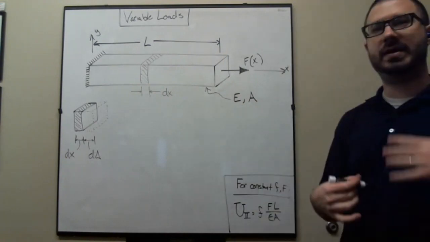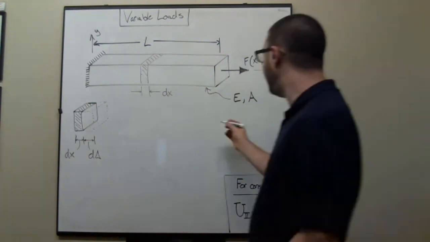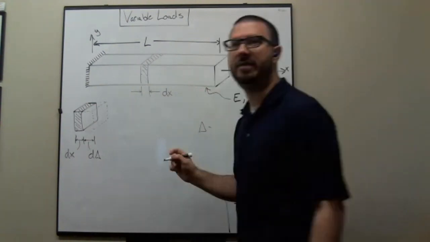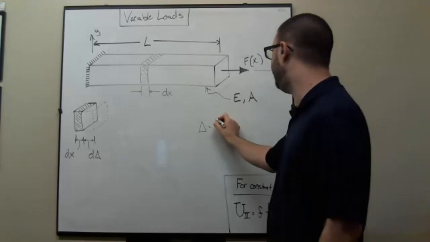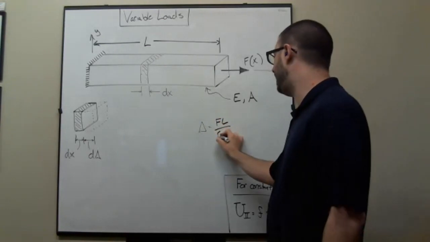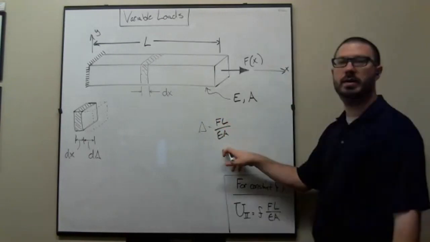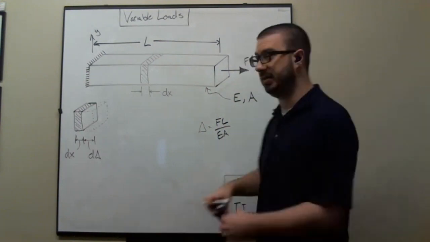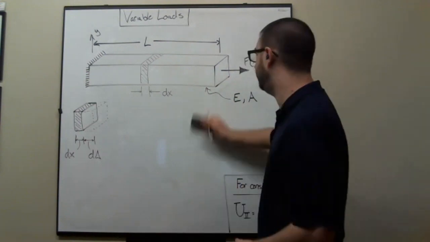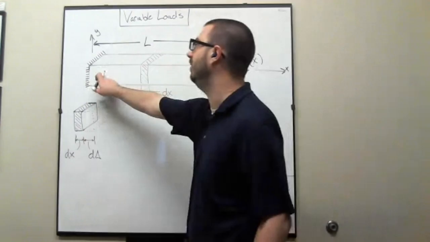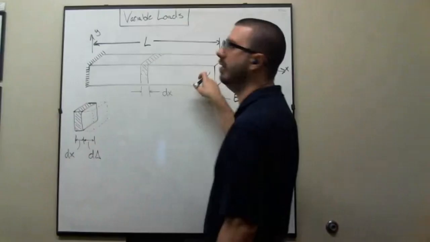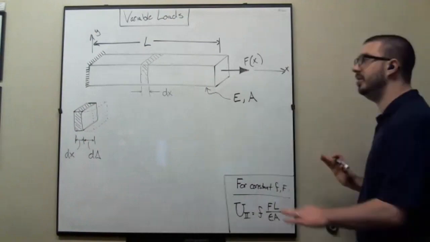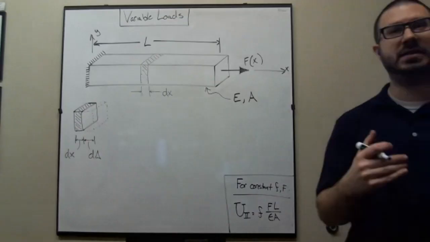Now, when the load is constant, how did we determine the deflection? We determined the deflection by saying FL over EA. And that's how we determined the deflection if the load was constant. But here we're going to say the load isn't constant. We're going to say the load changes across the member. In other words, I might have a different load here than I do here, than I do here, or do I here. So because the load is different, we're going to have to handle this a bit differently.